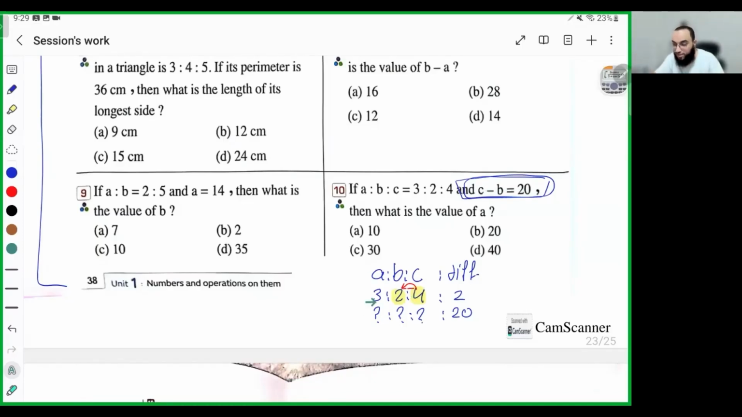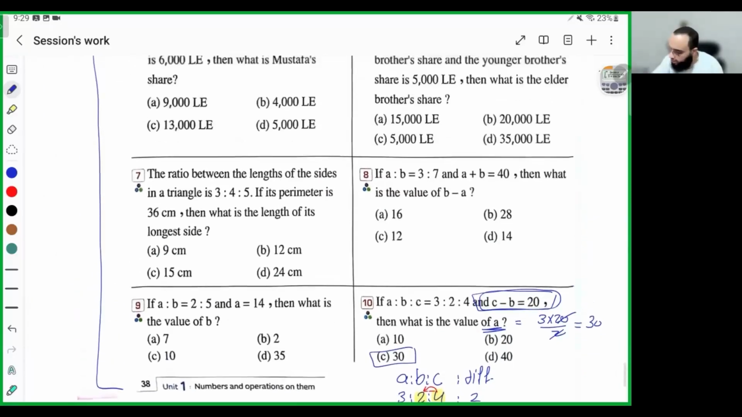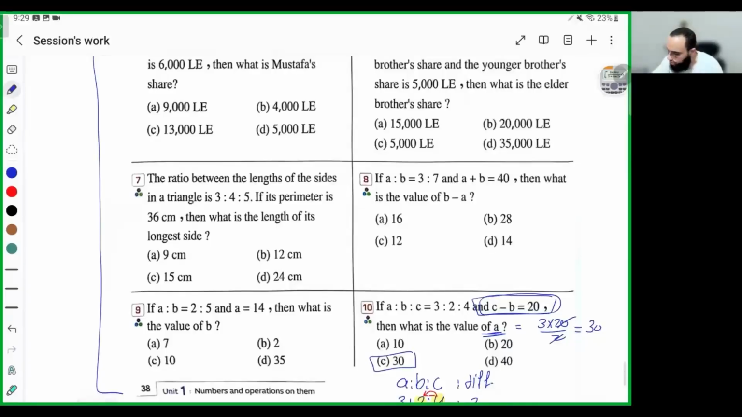You can calculate A, yes, 3 times 20 over 2. You can calculate B, yes, 2 times 20 over 2. And C, 4 times 20 over 2, and so on. He needs A. It's 3 times 20 over 2. 20 over 2, 10. 3 times 10, 30. Okay? Okay. Let's look for a question.